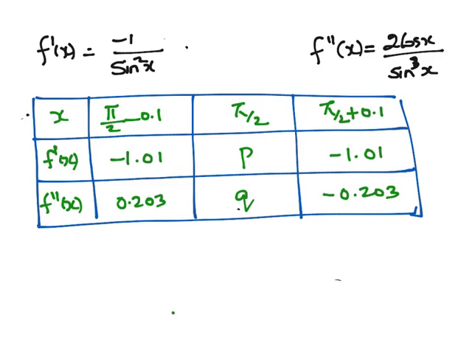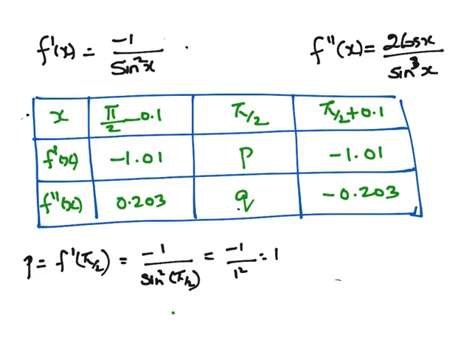Okay, now look at this table, students. They are given x, f dash of x and f double dash of x. Now the first question is find the values of p and q. Okay, now p is nothing but f dash of pi by 2, isn't it? P is f dash of pi by 2, which is nothing but minus 1 by sine squared of pi by 2. We know that sine pi by 2 is 1, so minus 1 by 1 square equal to minus 1. So P is equal to minus 1.